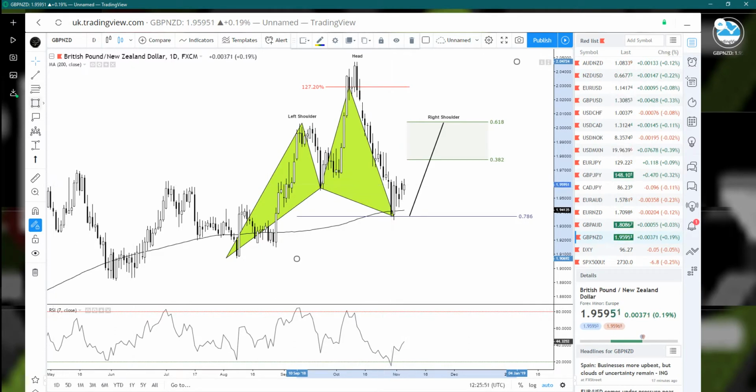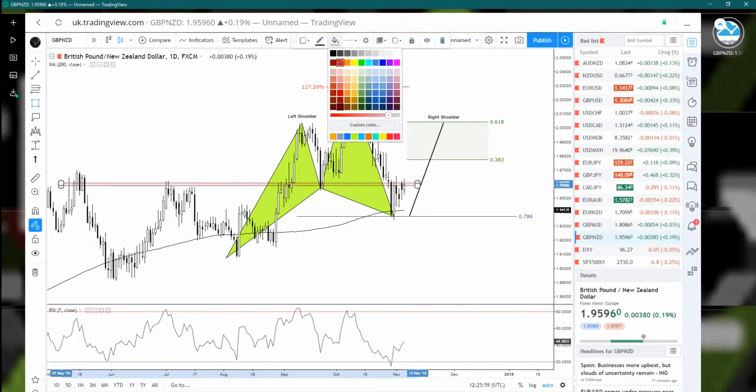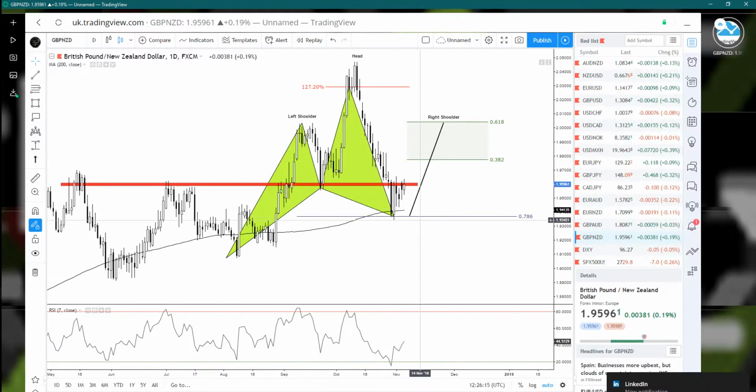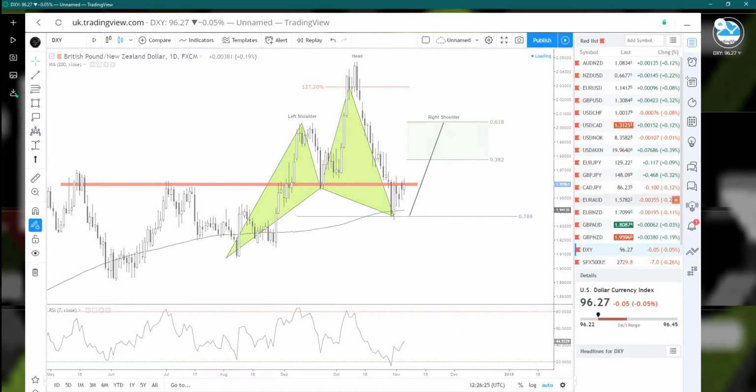Let's wait and see. Note that we are already trading a previous structure resistance and support level, so we need the market to break this level or to reject trading above it. Trading above it will increase the probabilities of achieving those levels, and rejecting trading above it will increase the probabilities of trading lower, or at least retesting those lows, or eventually trading lower. Cable versus New Zealand. Now let's go into the dollar index.